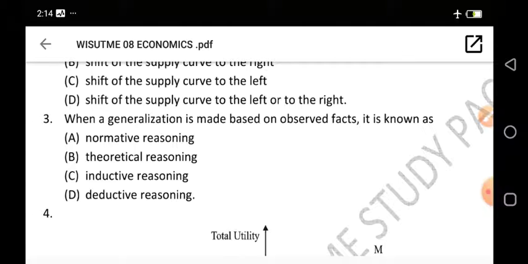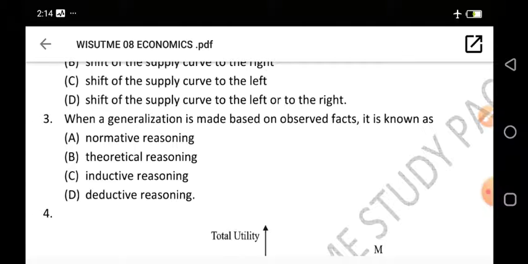When we talk about theoretical reasoning, we are talking about practical reasoning, explaining why things are like that. So it tries as much as possible to understand how and why things are done. That is theoretical reasoning. The third one is inductive reasoning.